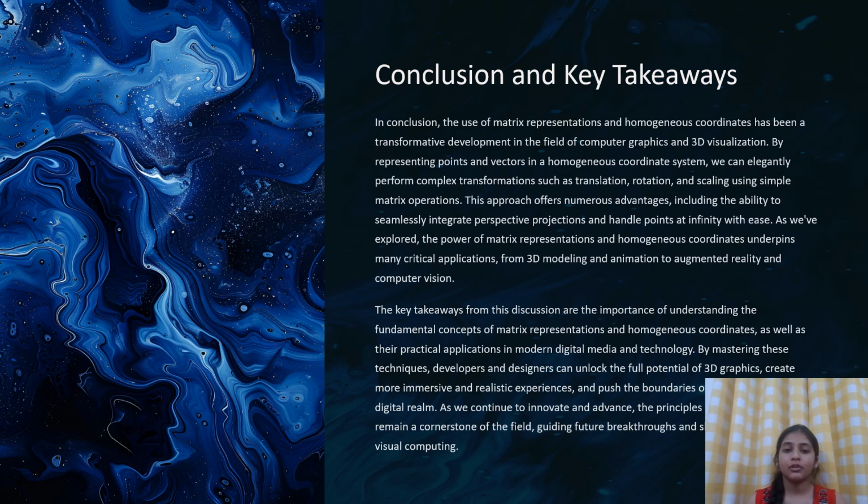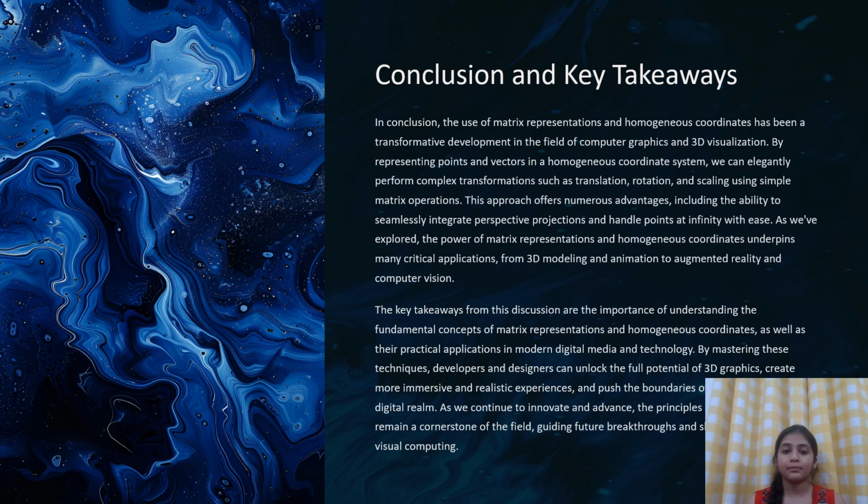In conclusion, the use of matrix representation and homogeneous coordinates has become a transformative development in the field of computer graphics and 3D visualization. By representing points and vectors in a homogeneous coordinate system, we can elegantly perform complex transformations such as translation, rotation, and scaling using simple matrix operations. This approach offers numerous advantages, including the ability to seamlessly integrate perspective projection and handle points at infinity with ease.